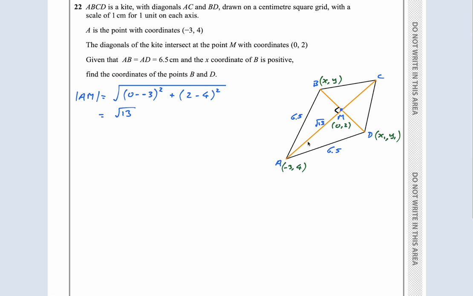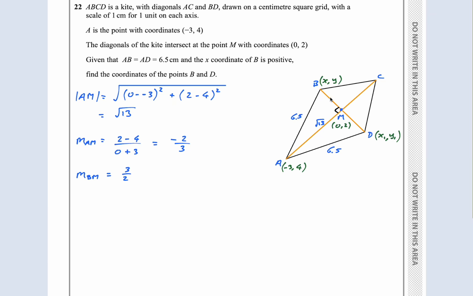Next, I'm going to get the gradient of AM. I'm going to call it little m, m_AM, for the gradient of the line AM. So this is y2 minus y1, 2 minus 4, over x2 minus x1, 0 plus 3, be careful because it's 0 minus minus 3, which is minus 2 over 3. Now, if the gradient of AM is minus 2 over 3, the gradient of BM, we're going to find B first, guys, or we might actually find them simultaneously, has to equal 3 over 2, because it's the perpendicular gradient, so I flip and change the sign.